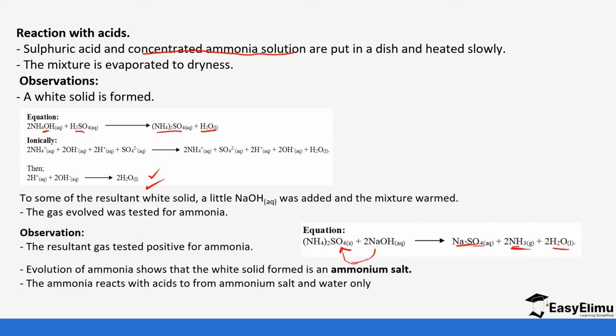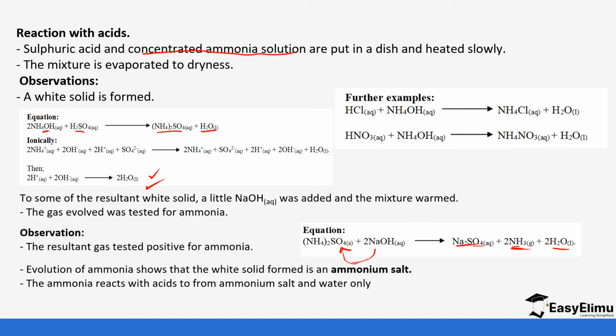The evolution of ammonia shows that the white solid formed is an ammonium salt. So ammonia reacts with acid to form an ammonium salt and water only. Ammonium hydroxide can also react with other acids like hydrochloric acid and nitric acid. When ammonium hydroxide reacts with hydrochloric acid, it forms ammonium chloride plus water. When it reacts with nitric acid, it forms ammonium nitrate and water. So you can see it's the same: it forms a salt and water in whatever acid it reacts with.